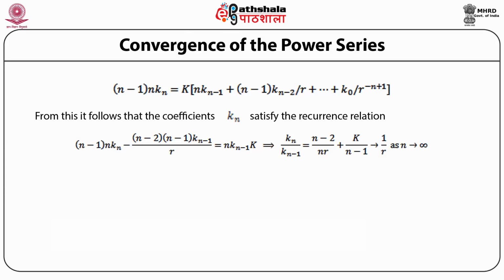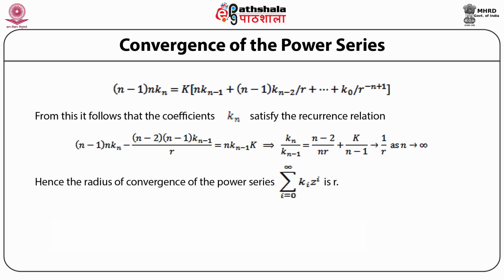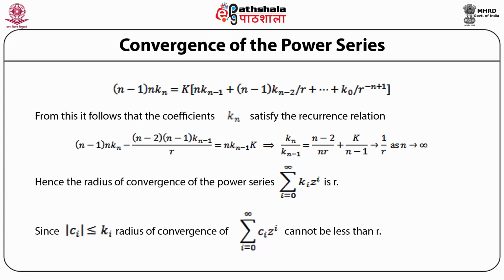which tends to 1 by r as n tends to infinity. Hence, the radius of convergence of the power series given by summation i going from 0 to infinity k_i z^i is r, and since modulus of c_i is less than or equal to k_i, it follows that the radius of convergence of the series summation i going from 0 to infinity c_i z^i cannot be less than r. The coefficients c_i are linear combinations of c0 and c1.